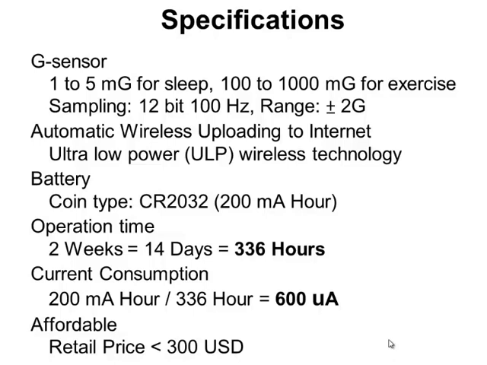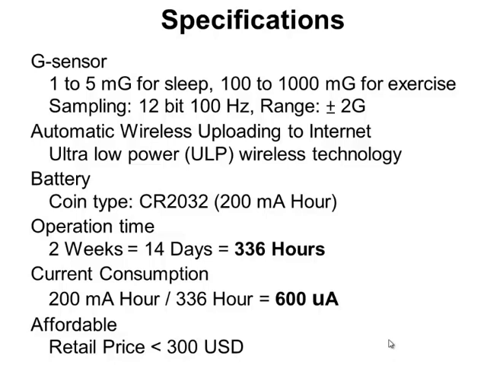So we choose a G sensor that can detect plus and minus 2G with a resolution of 12 bits that can be sampled 100 times per second. And all the data will be uploaded to the internet automatically. And for this part, we use the ultra low power wireless technology that I will introduce later.